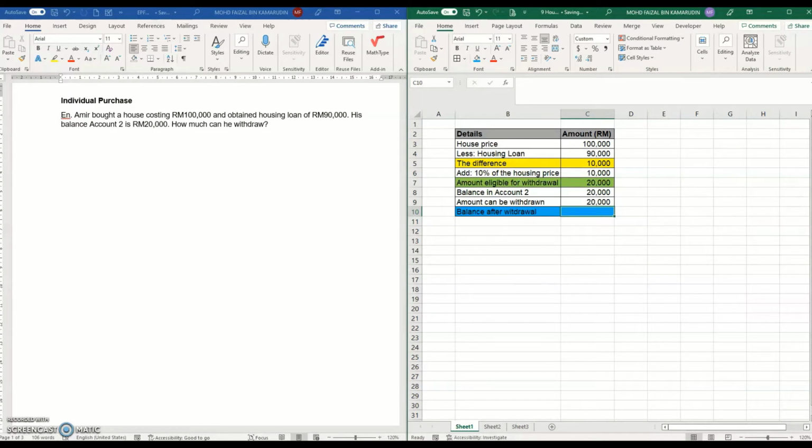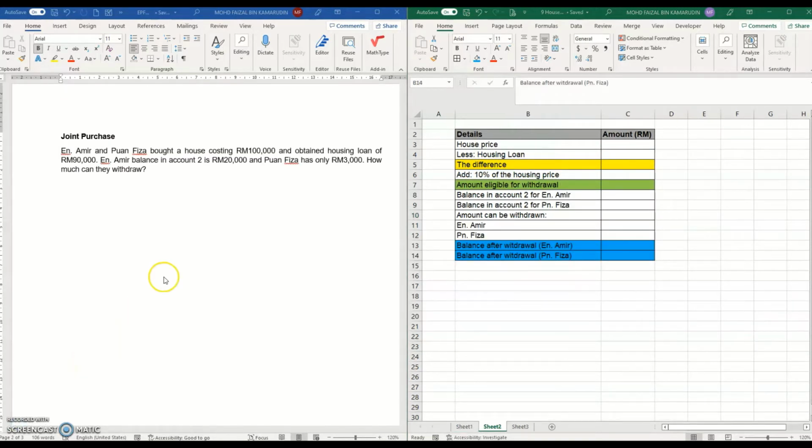Then the next item is the balance after withdrawal. I think this one is very simple. Just take the balance minus the amount that can be withdrawn. In this case, it will be 0. So that's how it goes for the individual purchase.